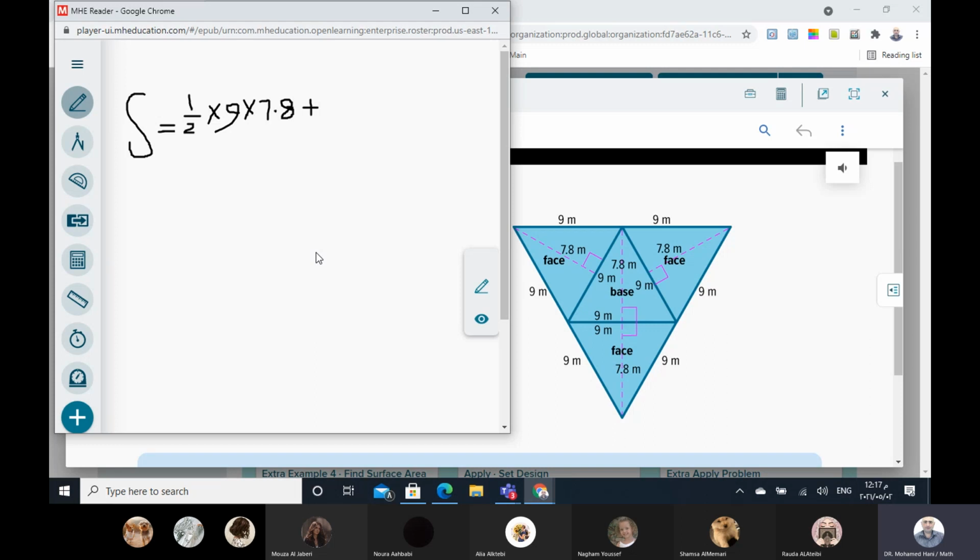Plus. How many lateral faces do you have? 1, 2, 3. So multiply by 3. How do we find the area of the lateral face? Also we have a triangle. So 1/2 multiplied by the base. The base will be 9, times the height. The height will be 7.8.